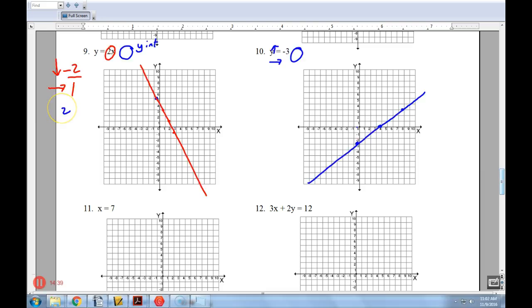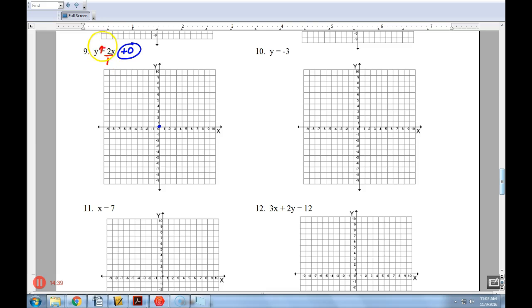I got y equals 2x. This one's a little bit interesting because you look at it and it doesn't appear to have a y-intercept, but you actually treat that as 0, so it crosses at the origin. And a slope of +2 means I go up 2, right 1, up 2, right 1, up 2, right 1.